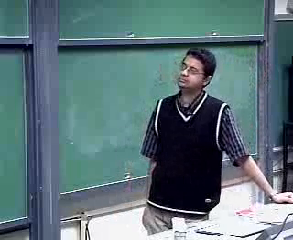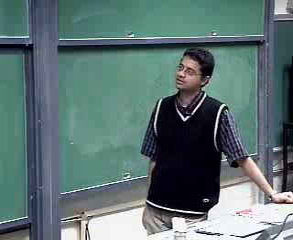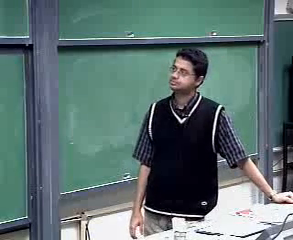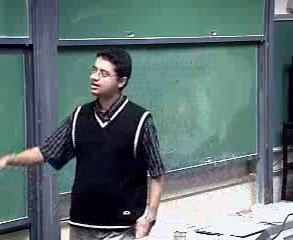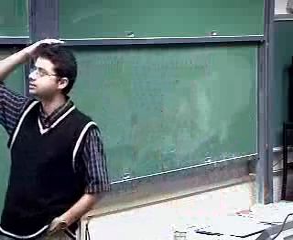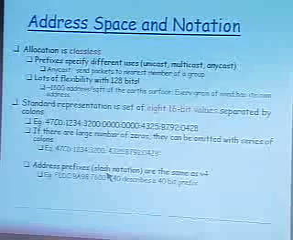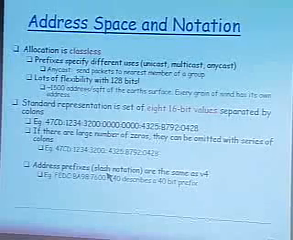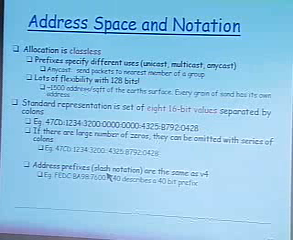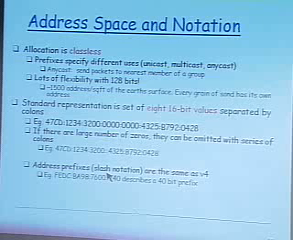So what does an IPv6 address look like? It's 128 bits. The allocation is classless, so you don't have class A, class B, class C kinds of addresses. The prefixes of those addresses specify what kind of use that particular address is.